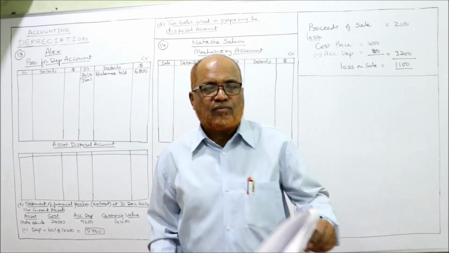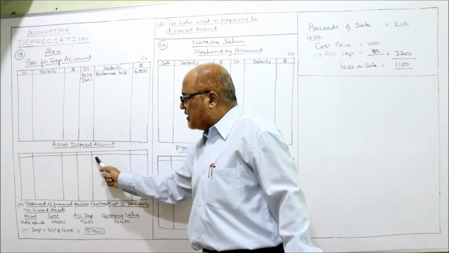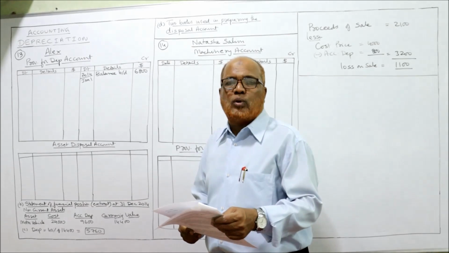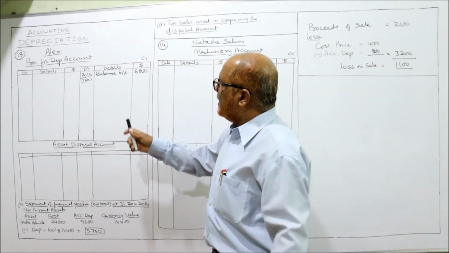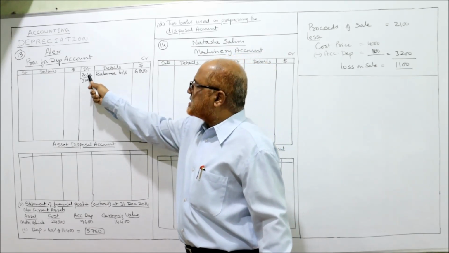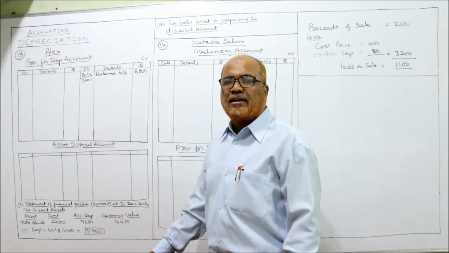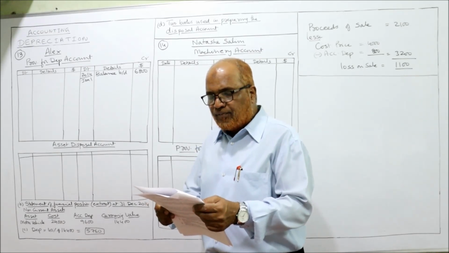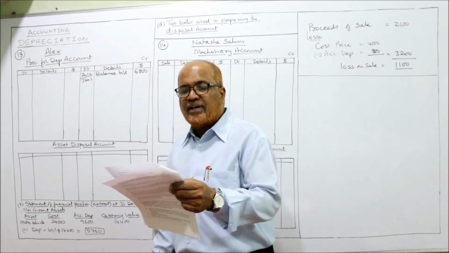Now, first of all, we have prepared Alex provision for depreciation account and asset disposal account. Beginning of the year, 1st January 2014, how much is the provision for depreciation? 6,800. First vehicle. On the first vehicle, 1st Jan 2014, he is having 6,800 provision. And on 1st April 2014, he bought a new vehicle, 24,000. He sold the one and received a check.